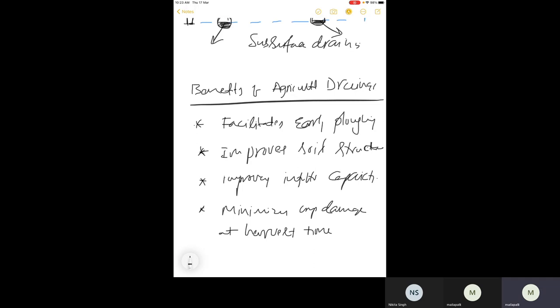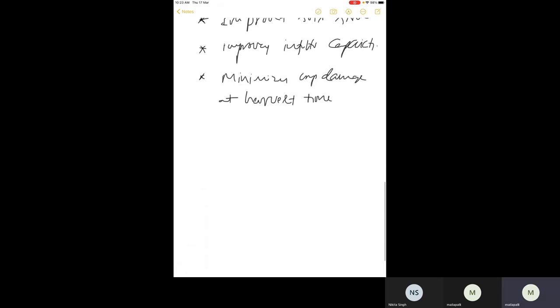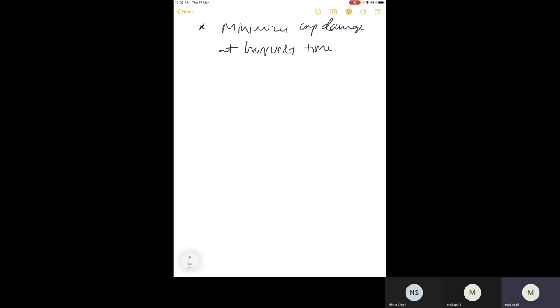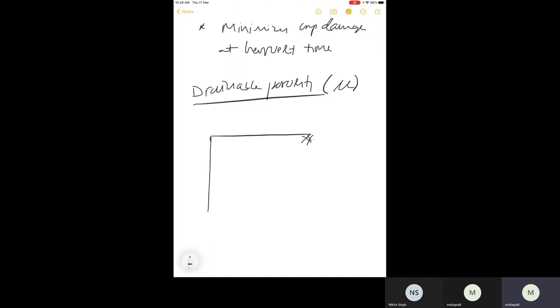Okay. So the next is two important parameters we need to understand in drainage for design purposes. The one is the drainable porosity. Okay, this is one term which is generally denoted with mu. So for the drainable porosity, suppose you have the field, this is the soil surface, okay, and let's say this is the height above the water table. And let's say on the x-axis here, this is the pore volume, or let's say the soil moisture, theta.